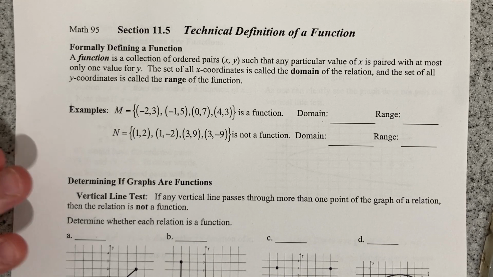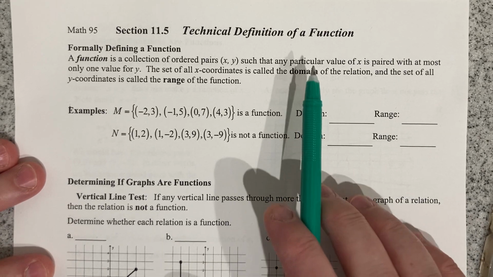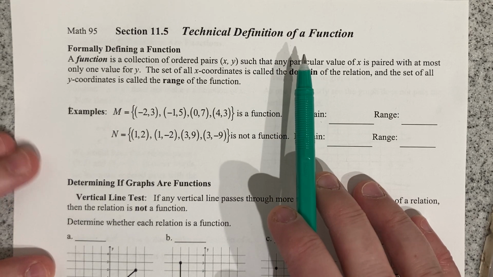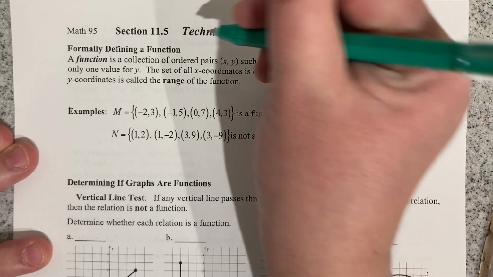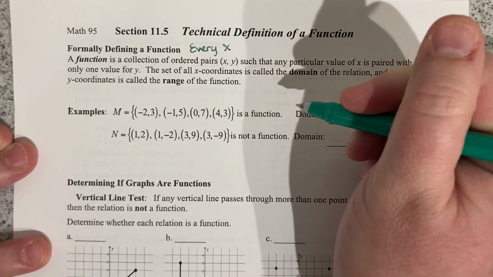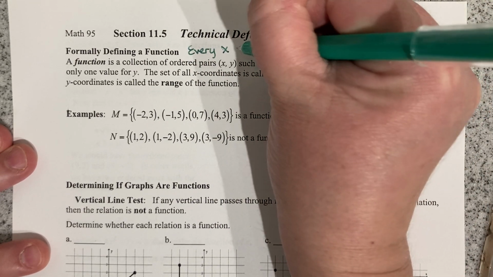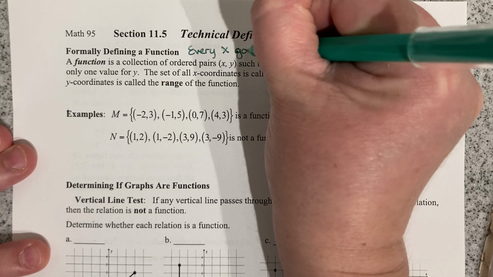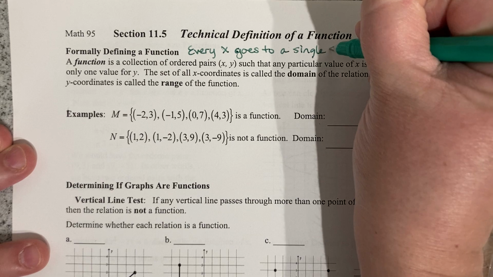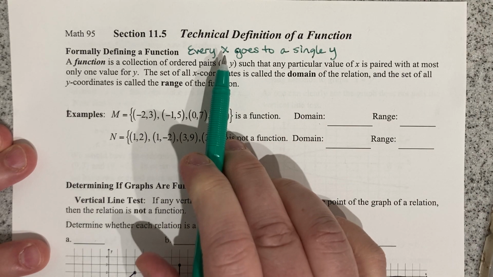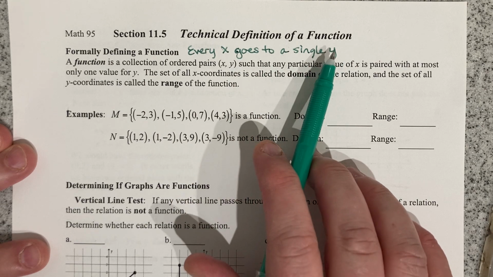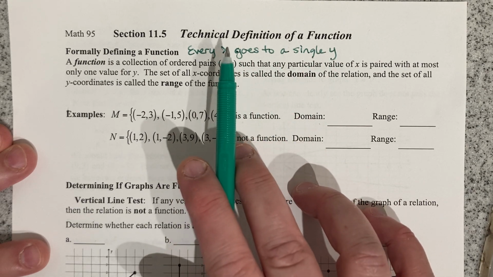In 11.5, we're going to explore the definition of a function. Now, we defined it in 11.1, and what we said then is that every x only goes to one y. It goes to a single y value. In other words, every input only has a single output. Now, the outputs can repeat, but the input cannot.